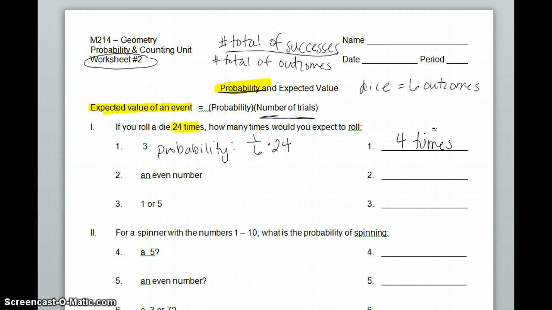Let's take a look at an even number. Well, let's think about a die. How many even numbers are there on a die? There's 2, there's the number 4, and there's the number 6. So the probability is 3 over 6, or in other words, 1 over 2. Make sure you reduce your fractions. So multiply it by the number of trials, and the likelihood when you roll a die 24 times that you're going to get an even number is 12 times.